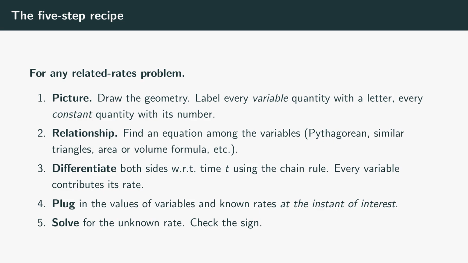Step 4. Plug in the numerical values of variables and known rates at the specific instant the problem asks about. Step 5. Solve for the unknown rate, and check that the sign makes physical sense. Positive for growing, negative for shrinking. Done. 2 examples in, and you'll see how the recipe runs itself.